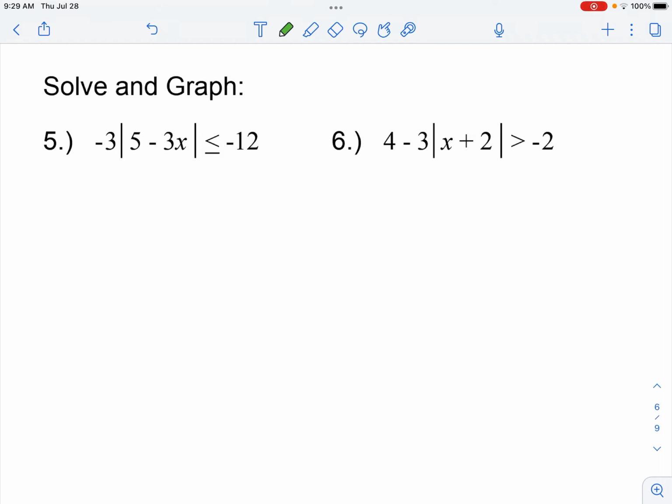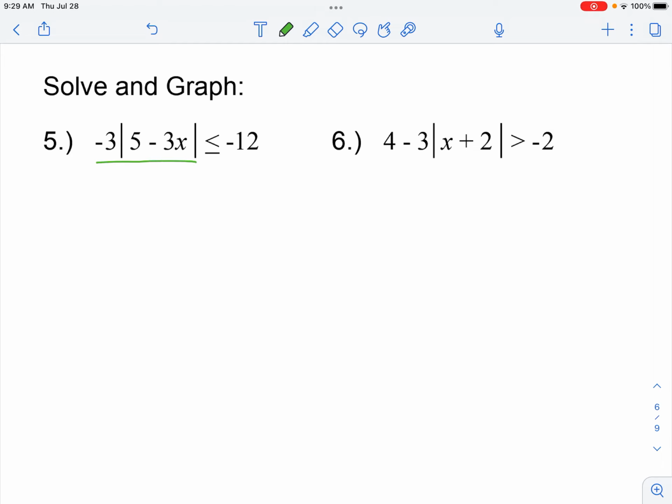As promised, let's take a look at how to solve and graph an absolute value inequality. We're going to take the same solving techniques that we did before, but we've got to decide, is this an and inequality or an or inequality? But we can't do that until we go through and simplify so that we have absolute value isolated.